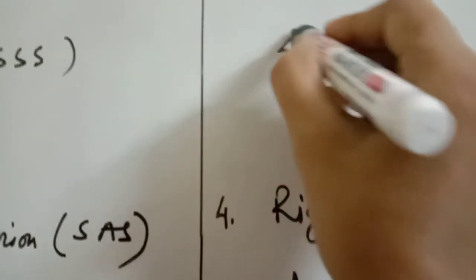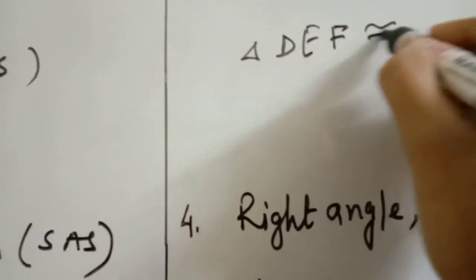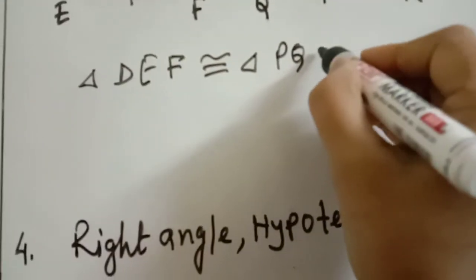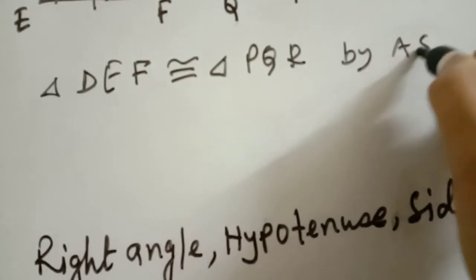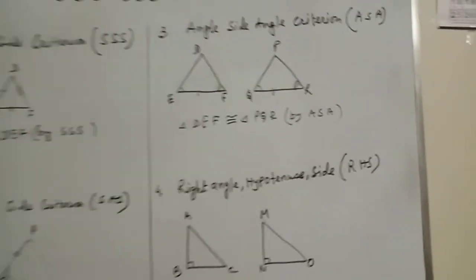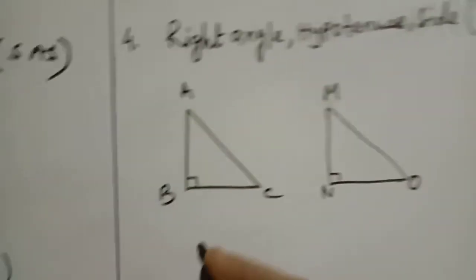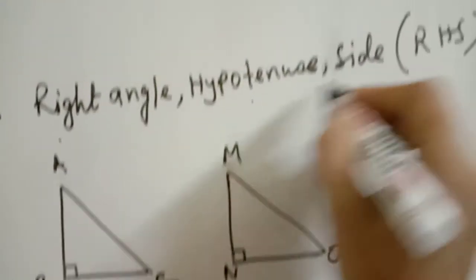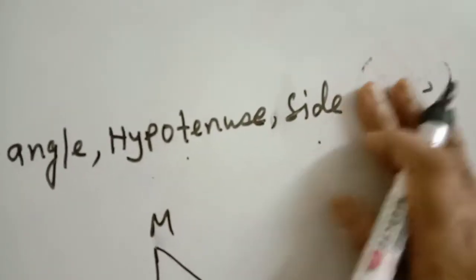So triangle DEF is congruent to triangle PQR by angle side angle criterion. Understood? Come to the next criteria. It is right angle hypotenuse side, the RHS criterion. Right angle hypotenuse side criterion.